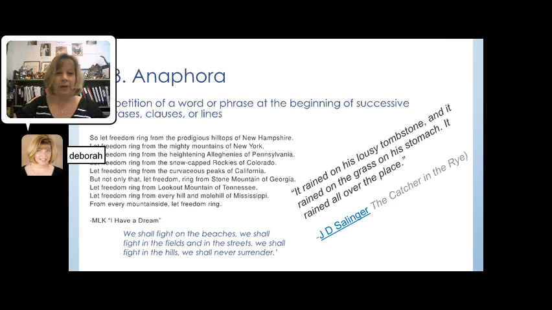And now for anaphora, a fancy way of saying repetition. It's specifically repetition of a word or a phrase at the beginning of each successive word, phrase, clause, or line. And some of the most famous lines in history from most famous speeches use this technique.